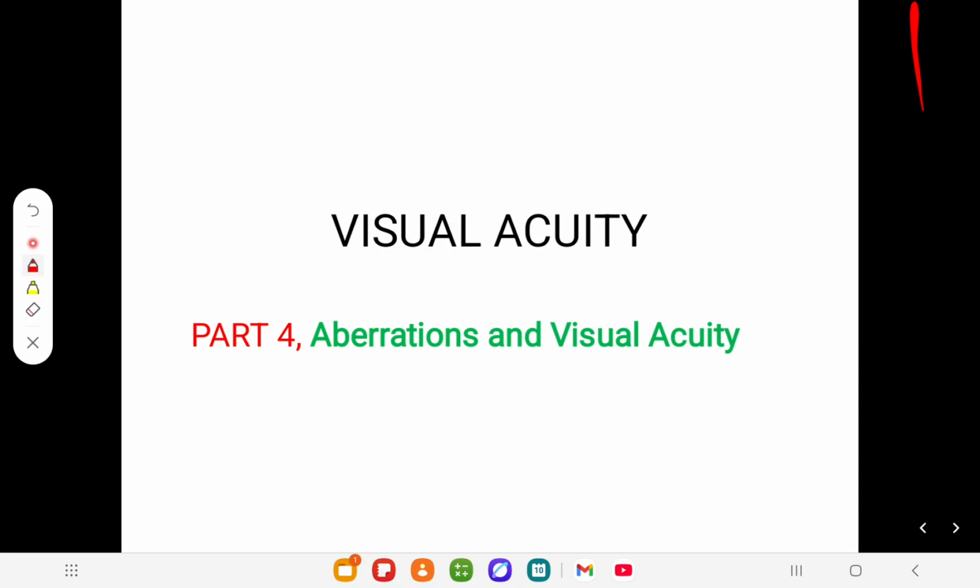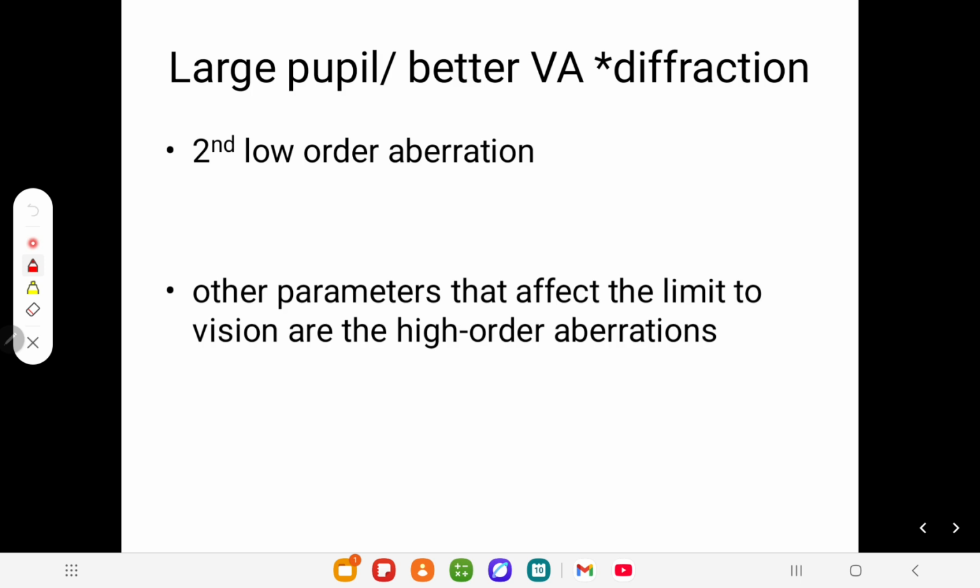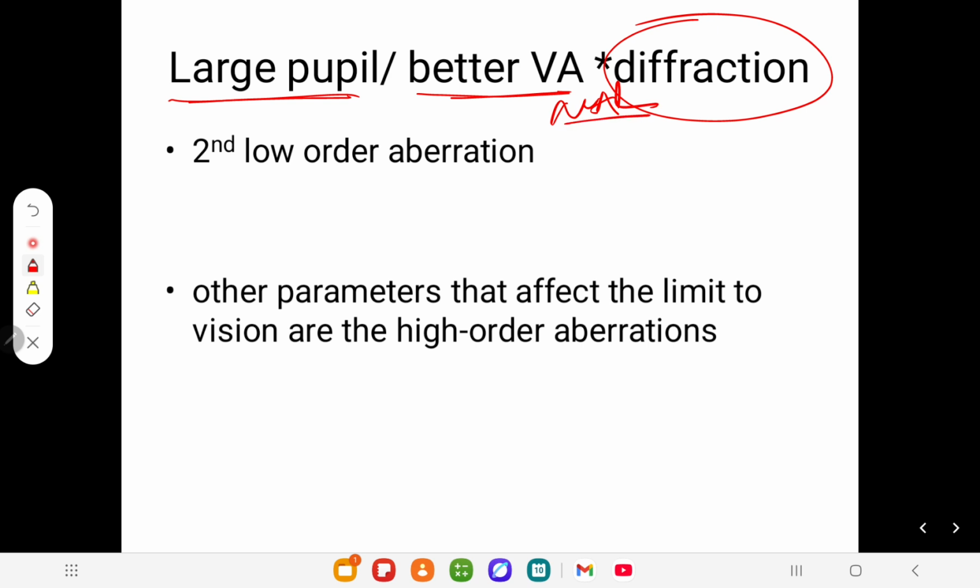Okay, in the previous video we discussed aberrations, diffraction and visual acuity. Now we are talking about aberration and visual acuity. Definitely, in case of diffraction, the larger the pupil, the better the visual acuity. Larger the pupil, smaller the MAR, isn't it? That's definitely the case because we know the equation 1.22 lambda divided by n into d. So lambda and n play a major role, and in case of d, larger the d, smaller the MAR, and smaller the MAR, better the visual acuity.